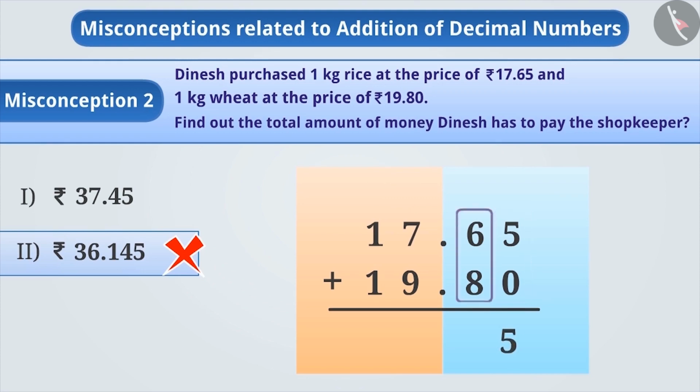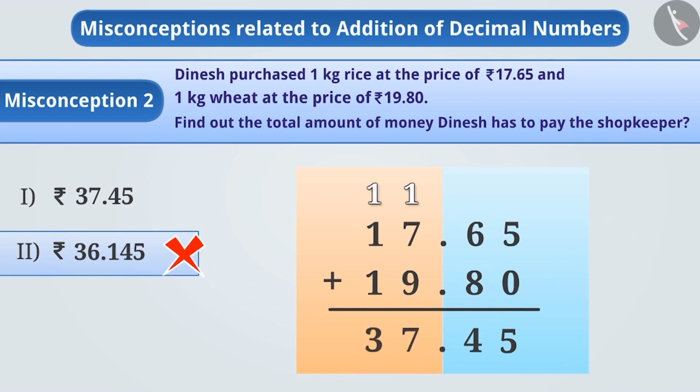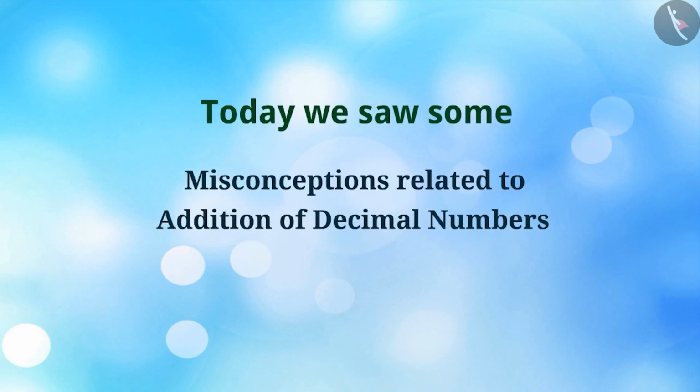Similarly, the sum of 6 and 8 is 14. Even though there are two digits, we have to write only one digit in the result. So, we can take out 10 tenths from 14 and make one group. Since 10 tenths is equal to one whole or one unit, we will add 1 in units place and the remaining 4 will be written in the tenths place. Solving it this way, we get the result as rupees 37 and 45 paise. So today, we have seen some misconceptions related to addition of decimal numbers.